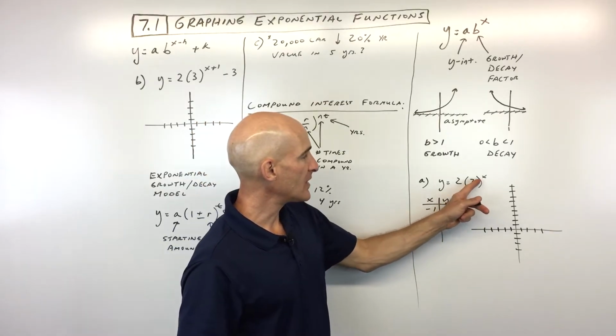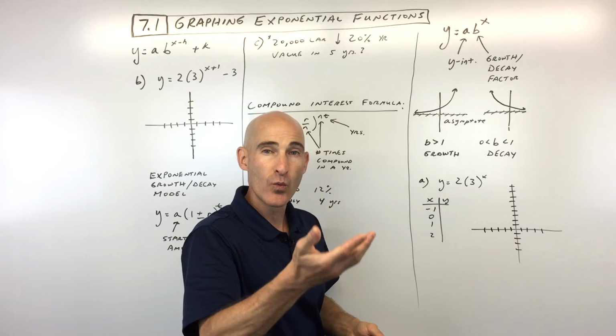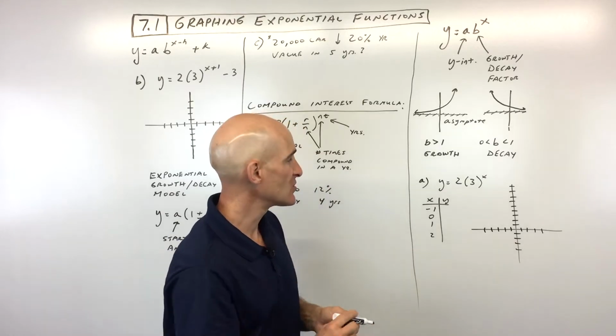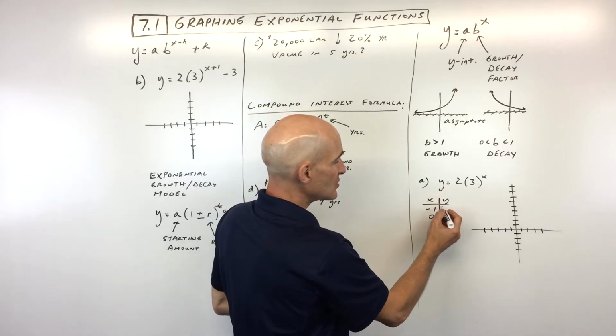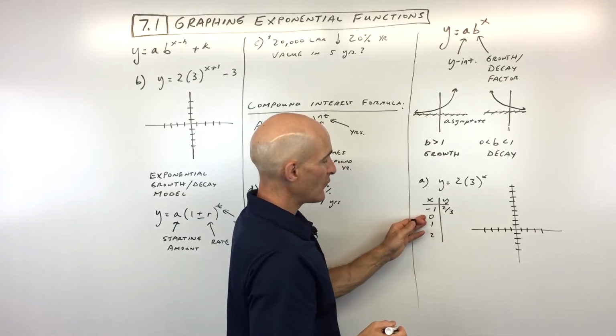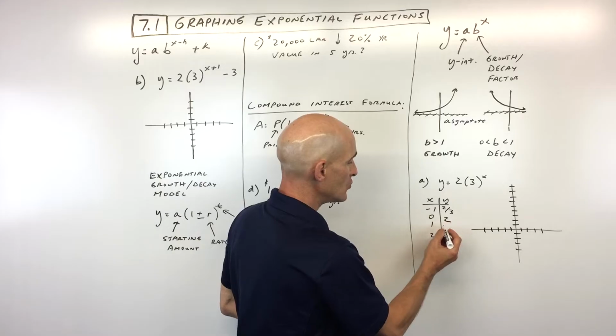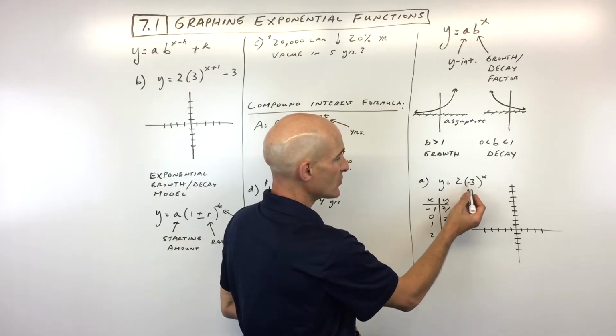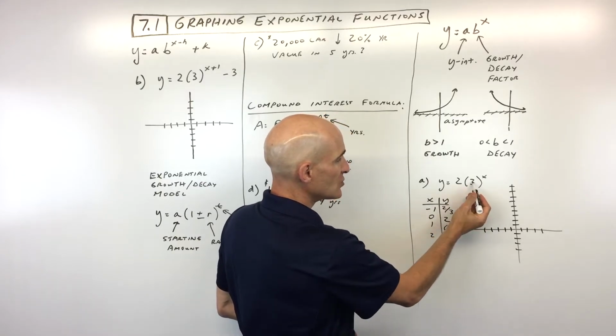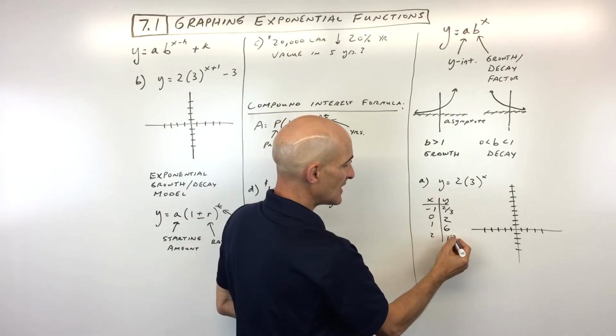If we put -1 in, 3 to the -1 is 1/3, because remember, that negative exponent tells you to take the reciprocal. Then times 2 gives us 2/3. If we put 0 in, we get 3 to the 0 is 1, times 2 is 2. If we put 1 in, 3 to the first is 3, times 2 is 6. If we put 2 in, 3 squared is 9, times 2 is 18.